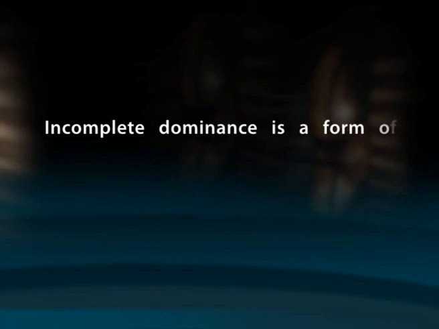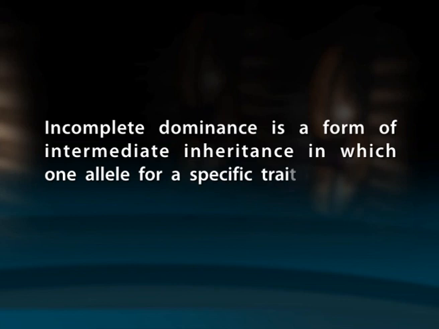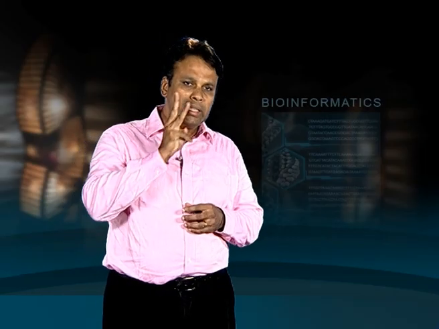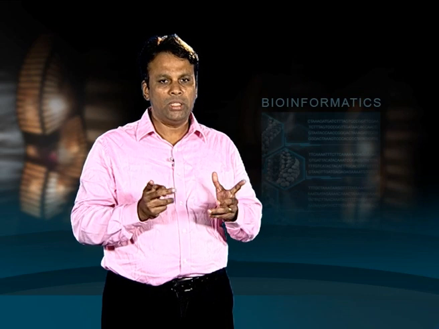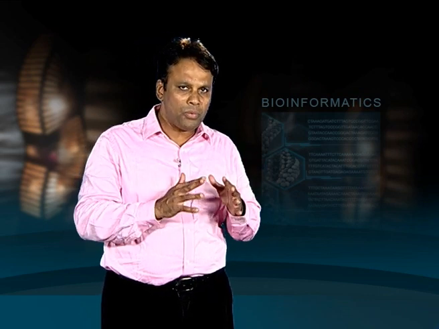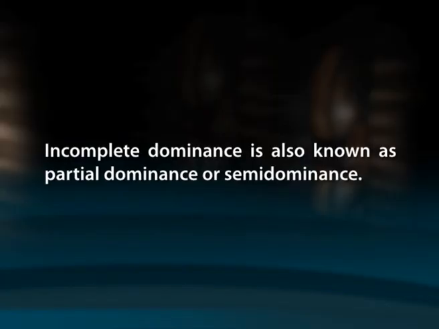Incomplete dominance is a form of intermediate inheritance in which one allele for a specific trait is partially expressed over its paired allele. The result is a third phenotype in which the expressed phenotypic character is a combination of the dominant and recessive phenotypes. Incomplete dominance is also known as partial dominance or semi-dominance.